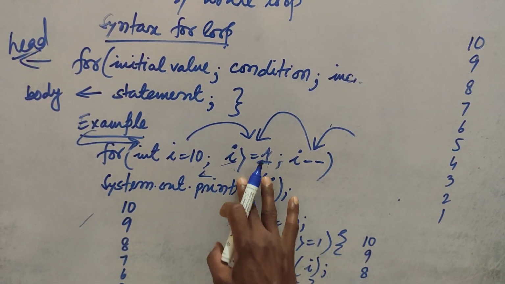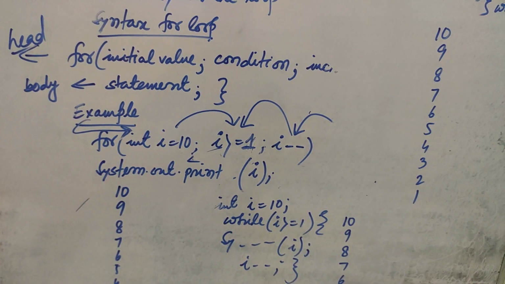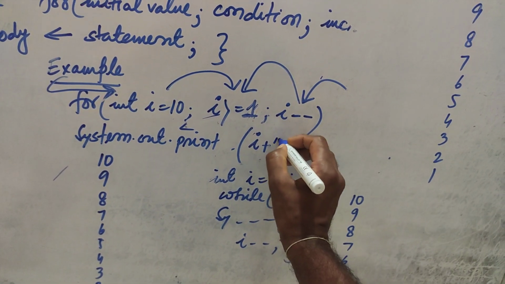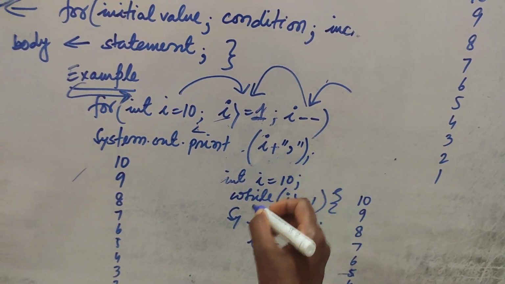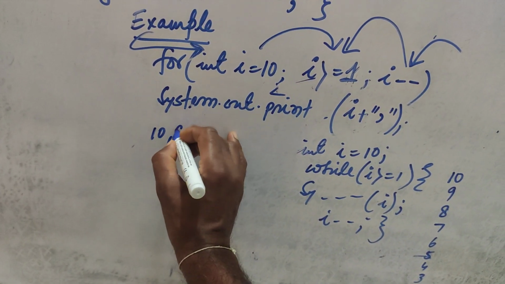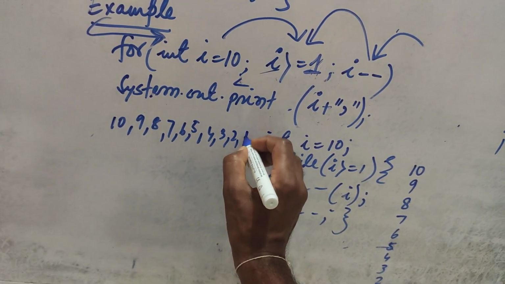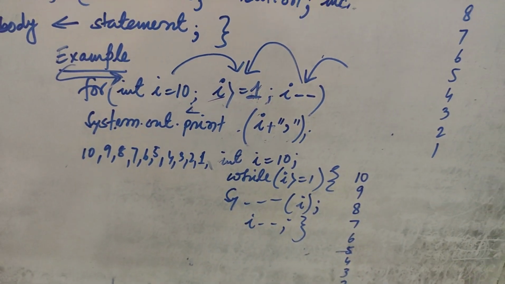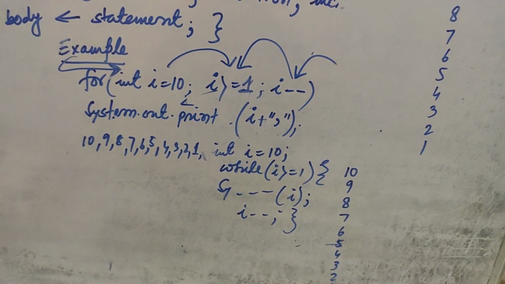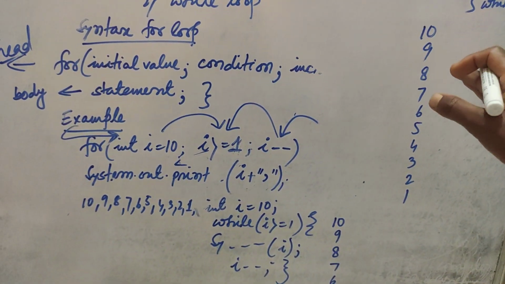Okay, if instead of println we give print, then the output comes on the same line. Suppose I give a comma here, then the output comes as 10, 9, 8, 7, 6, 5, 4, 3, 2, 1. It will come that way, printed on the same line. Here also, if you give print, 10, 9, 8, 7, it is printed on the same line. Okay.